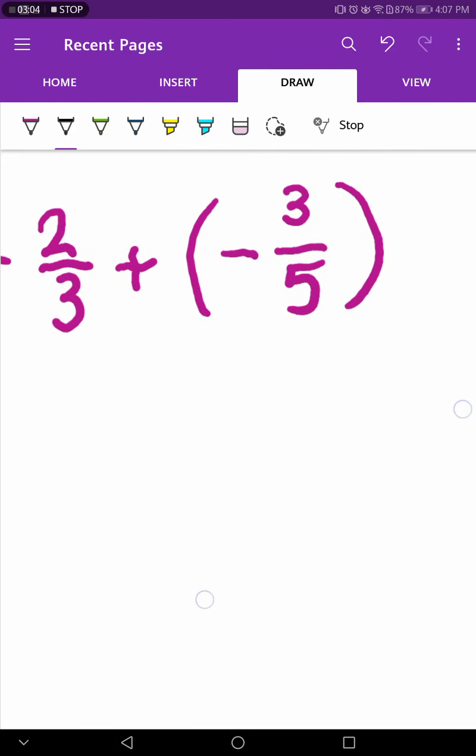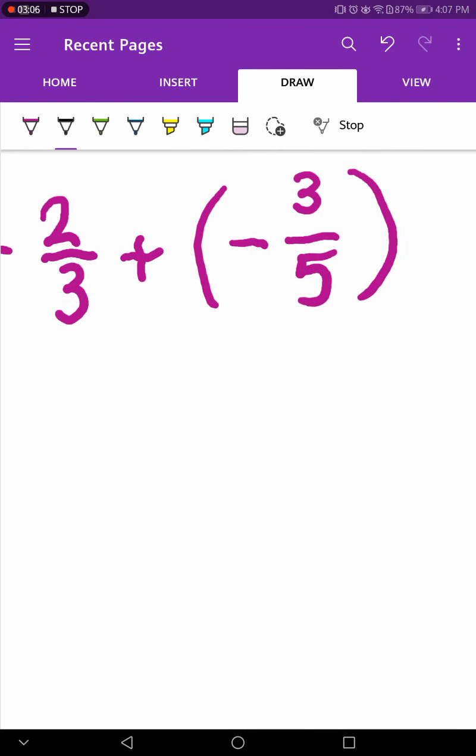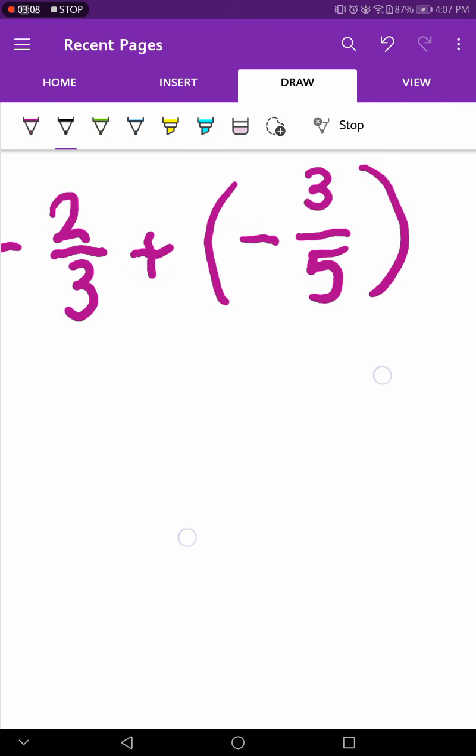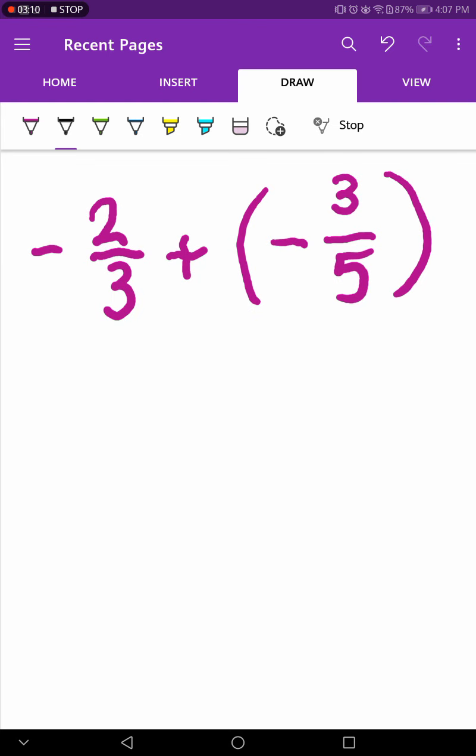Okay, now let us move here. Here we have a problem. What is the problem that we have here? Negative 2 over 3 plus negative 3 over 5. We have two negatives, but no, we ignore the negative now. We don't look at the negative now. We have to look: the denominators are not the same. So we have to fix this problem.